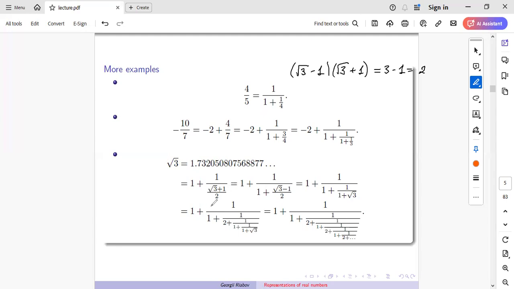Now here in the fraction which is in the denominator, let's add and subtract 1. Okay. 1 plus 1 is equal to 2, and we can divide by 2. So we get 1 plus (root of 3 minus 1) over 2. And using this equality, we see that (root of 3 minus 1) divided by 2 is 1 over (1 plus root of 3).